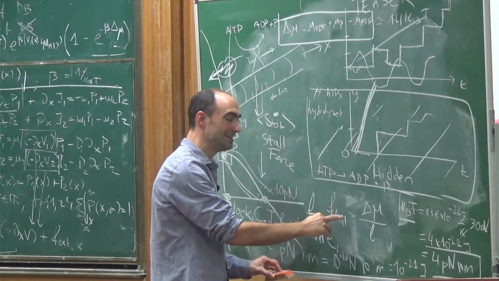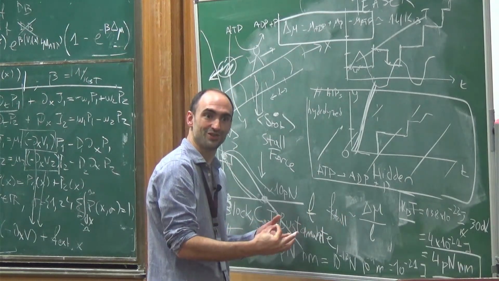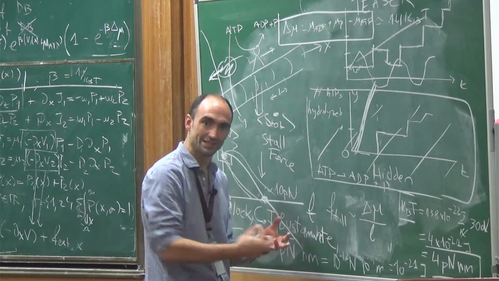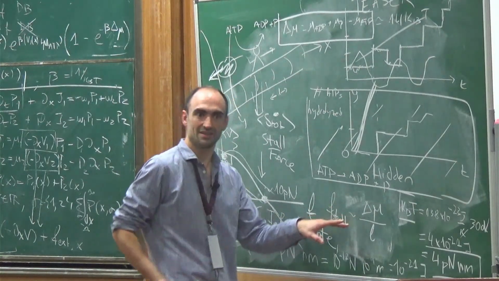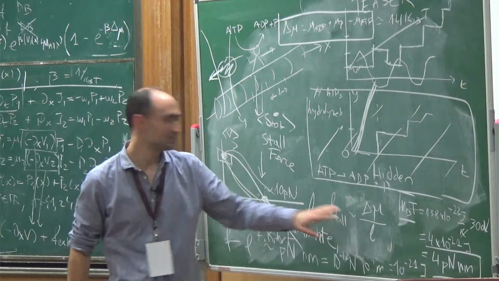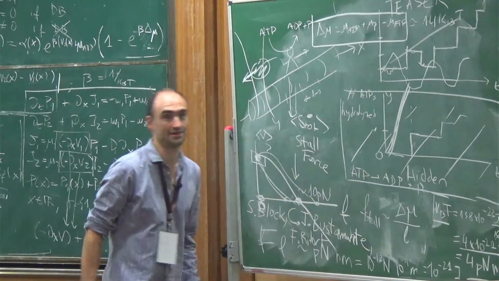So typically, the more energetic your chemical reaction is, the higher the stall force you will need. Typically it goes like this. So the stall force will change with the concentration of ATP.